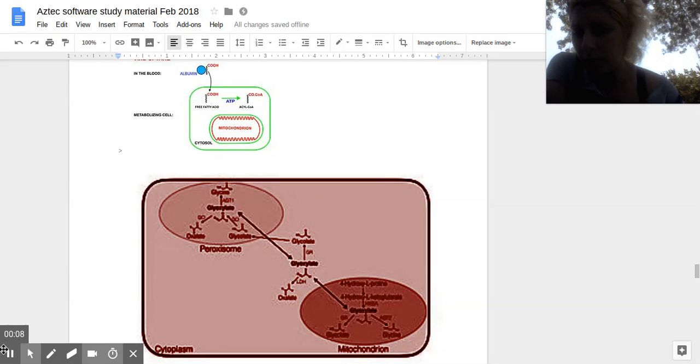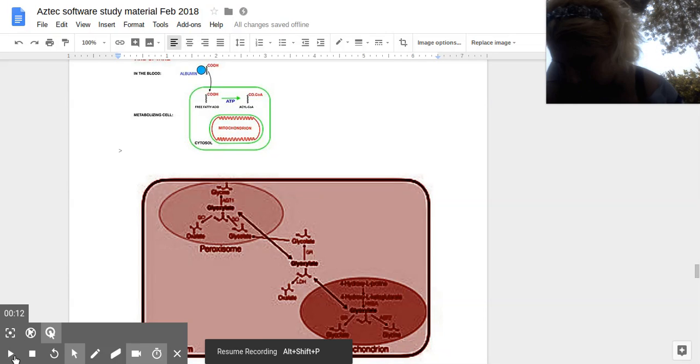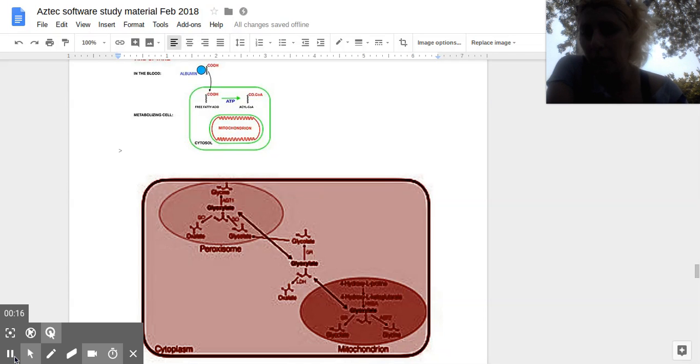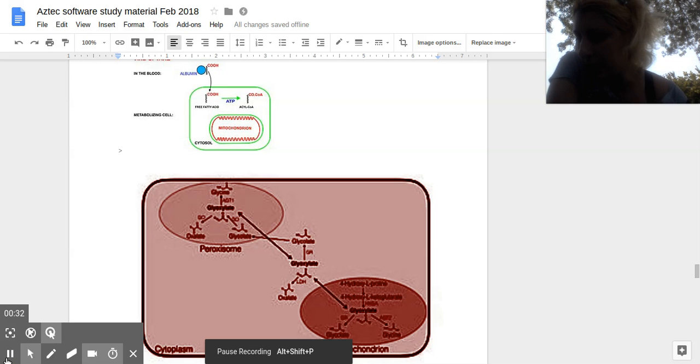So, we were learning about the glyoxylate cycle, and the glyoxylate cycle occurs in non-animals, mostly plants and non-animals, so bacteria, protists, and fungi, microorganisms, etc.